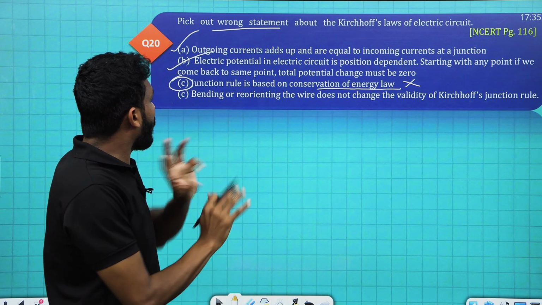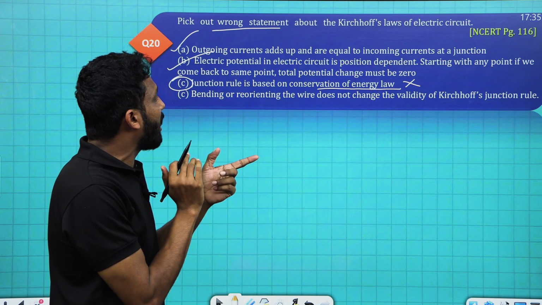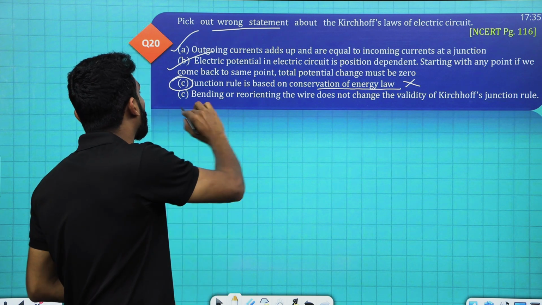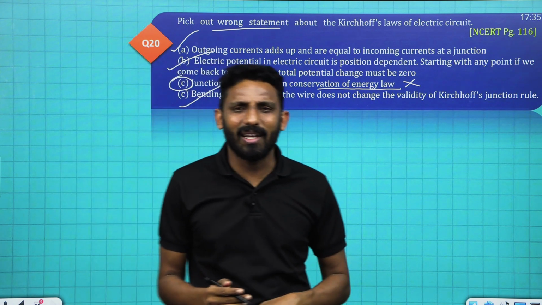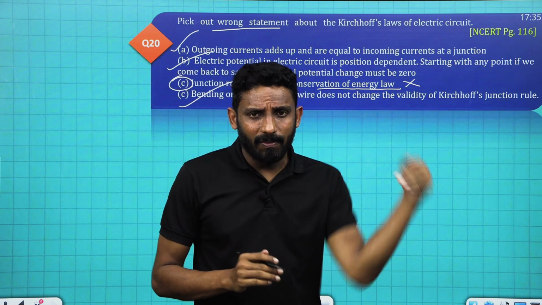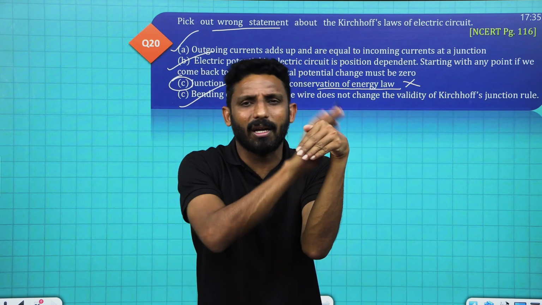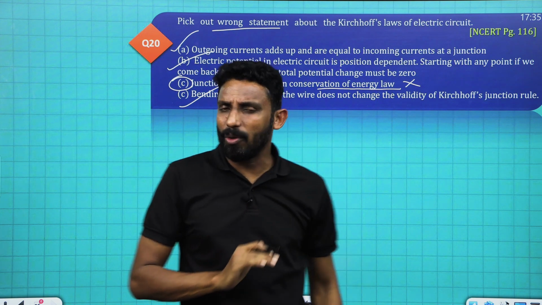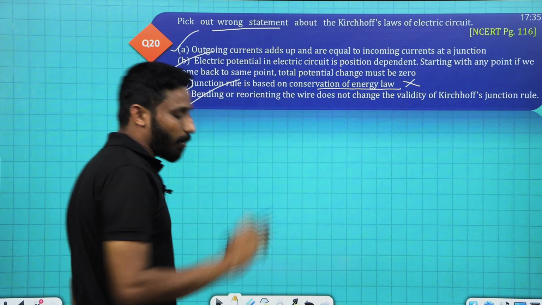Bending or reorienting the wire does not change the validity of Kirchhoff's junction rule, this is true. Electric current is not a vector. If we bend the wire like this, the same current flows as it is. No problem. So the answer is option C.